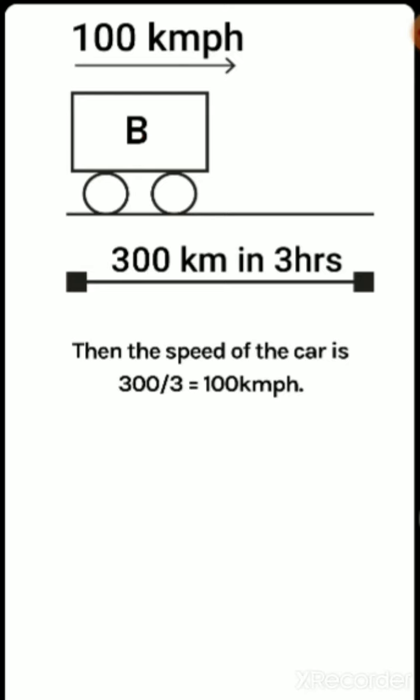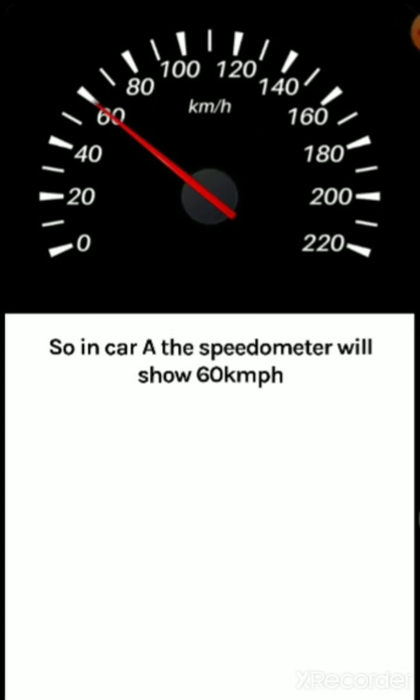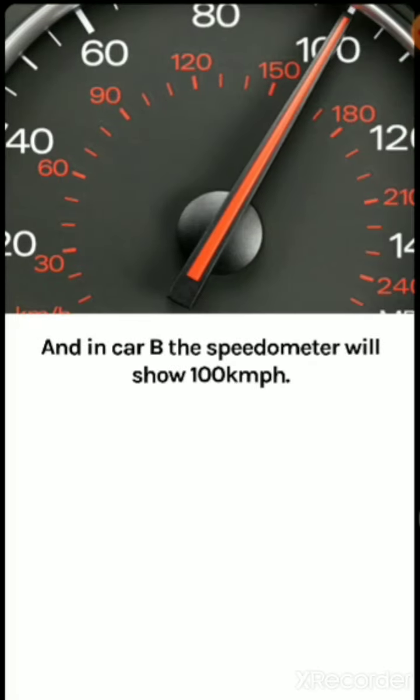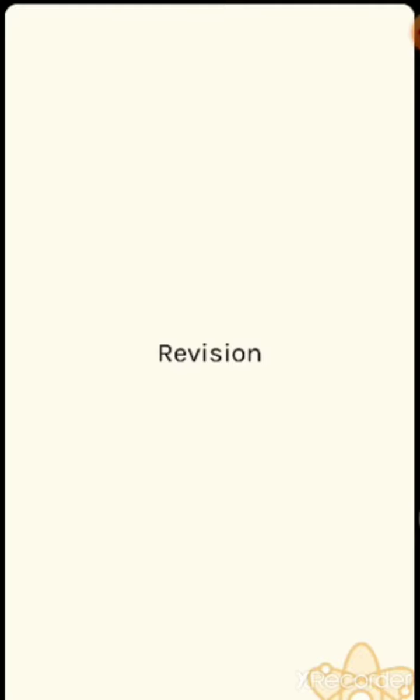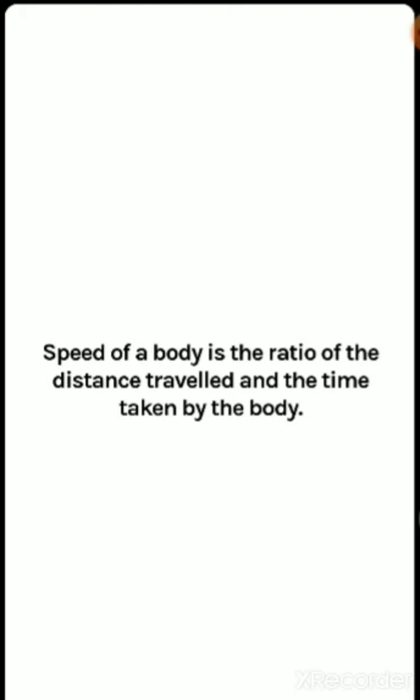I hope all of you have understood what we have discussed. So in car A the speedometer will show 60 km per hour, but at the same time in car B the speedometer will show 100 km per hour, so that we can understand. Car A has this much speed and car B has this much speed. So let us revise what we have discussed.